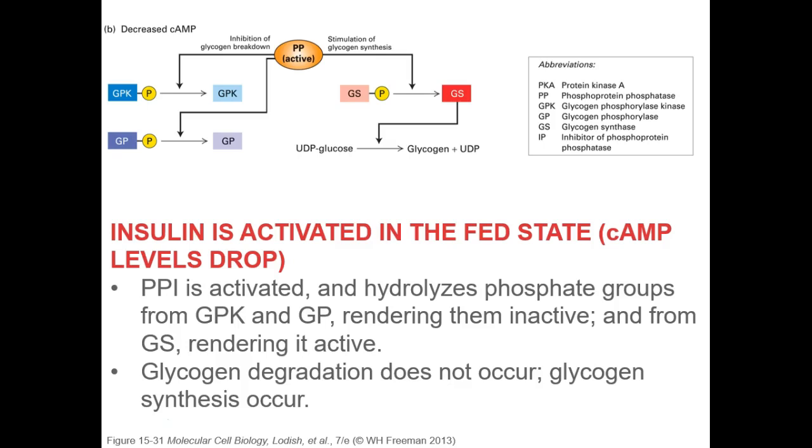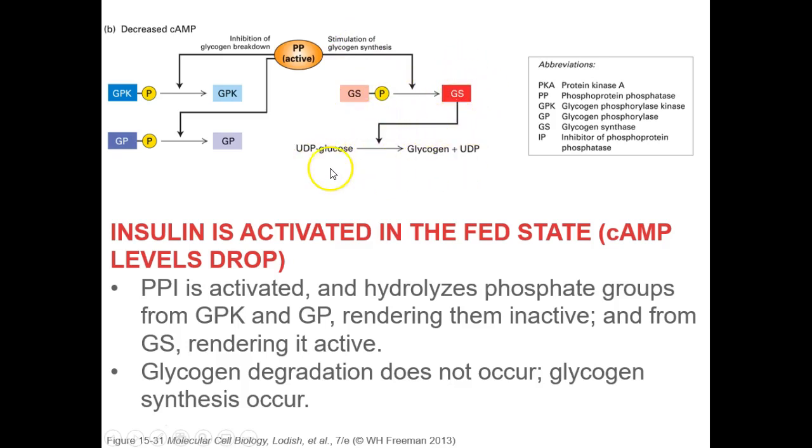So now, we talked about this in nutrition about how insulin activates protein phosphatase 1. So that now is going to remove the phosphates from all of those targets. So now the glycogen phosphorylase kinase and the glycogen phosphorylase are inactive, so glycogen won't be broken down anymore. We remove the phosphate from glycogen synthase, and now this is active. So this should be green.